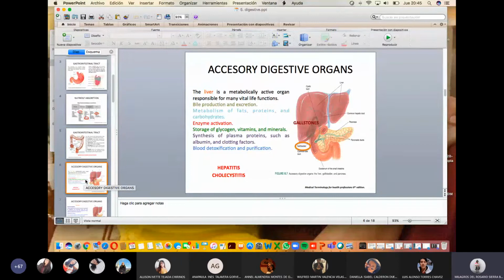Here we can talk about the accessory digestive organs. We have the liver, which is the one that is going to produce bile and also help with the metabolism of fat, protein, and carbohydrates and other functions, for example, like blood detoxification. Do you guys know where the bile is stored? Camila, Alison?